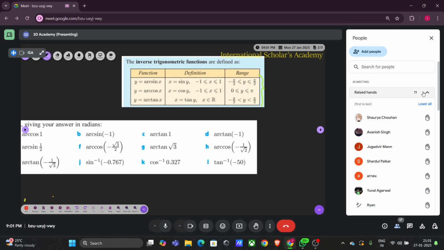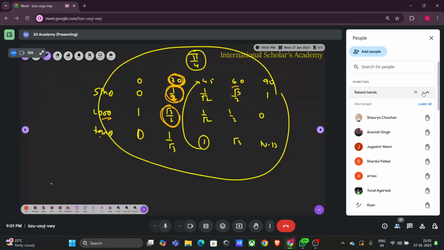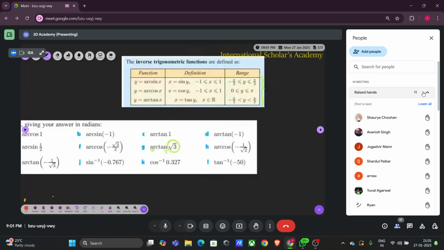Now, arc tan root 3. Quickly check. Root 3 is for 60 degrees, and this root 3 is positive as well. The 60 degree answer comes as pi by 3. So the inverse of root 3 will be pi by 3, and it lies in my range.